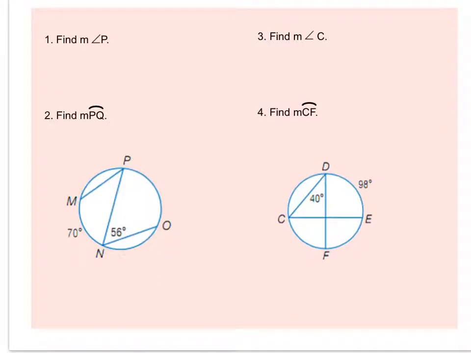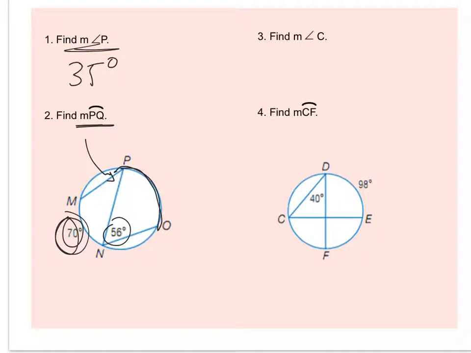So if I'm looking here, this is 56, this is 70. Angle P, well, I found it, it's right here, but I think they want the measure. The measure is going to be half of this arc, so that makes that 35. Figure out PQ. Well, PQ is this arc, and this angle is half of this arc, so that means this arc is going to be double. So I'm going to take 56 times 2, so that's going to be 112.